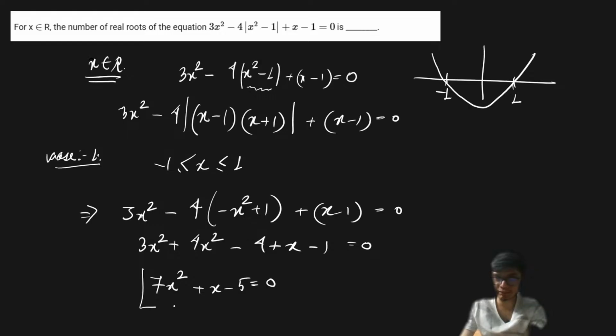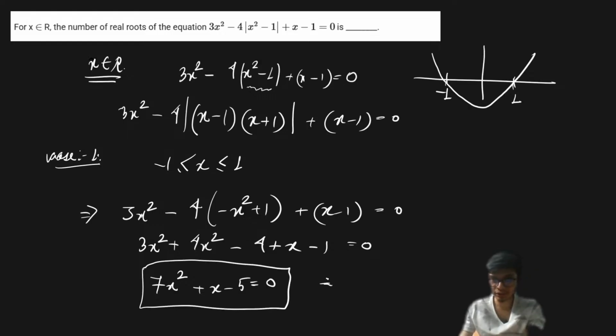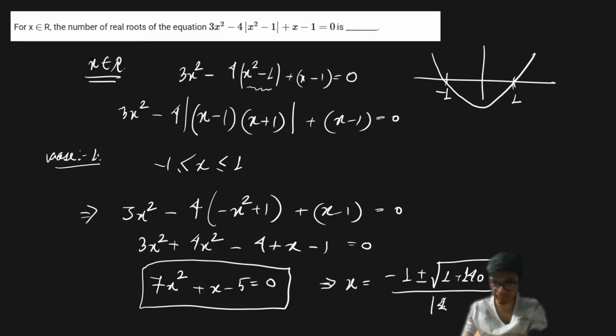On solving, we get one quadratic equation. The roots of this quadratic equation are x equals minus 1 plus or minus square root of 1 plus 140, divided by 2 times 7, that is 14. So these are the solutions of x for this case.